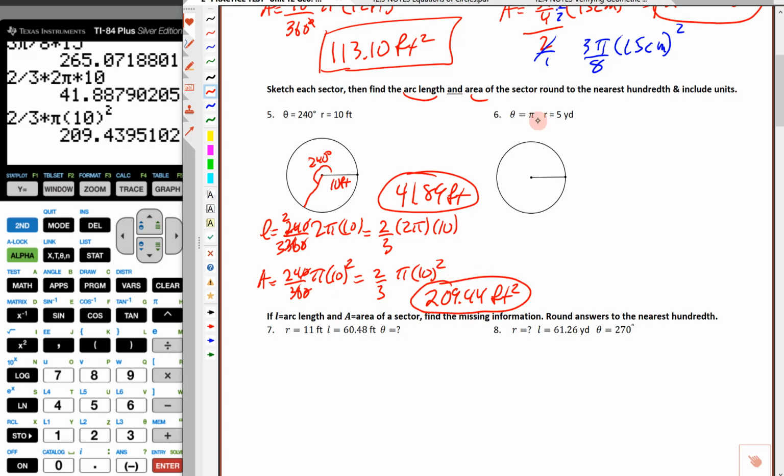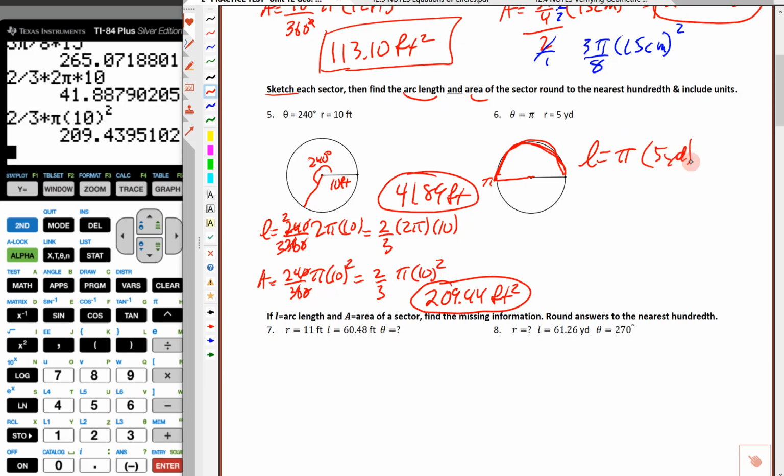Now, turn our attention to this one. Remember what the formulas are here. We want to represent what this looks like. It says sketch each sector. So pi would be over here. That's just the top half of the circle. So if we're finding the arc length, we're finding how long this is right here. So the formula is just theta, so that's going to be pi times the radius, which is 5 yards.